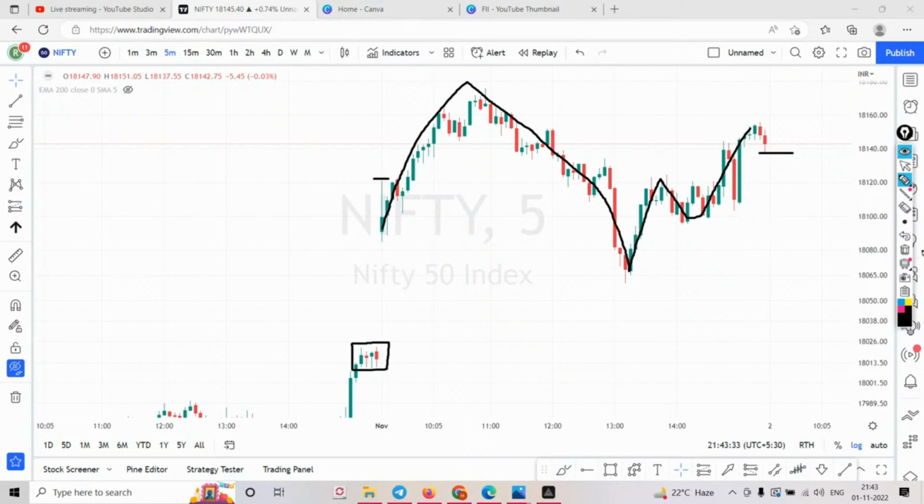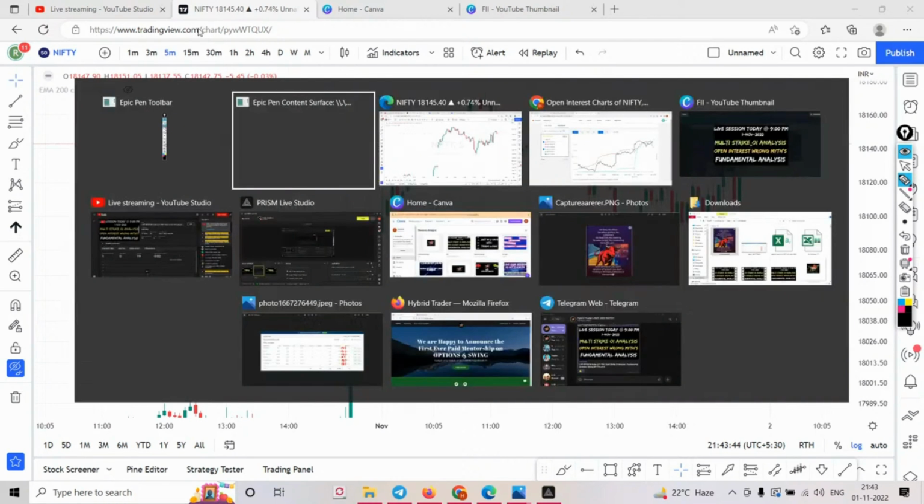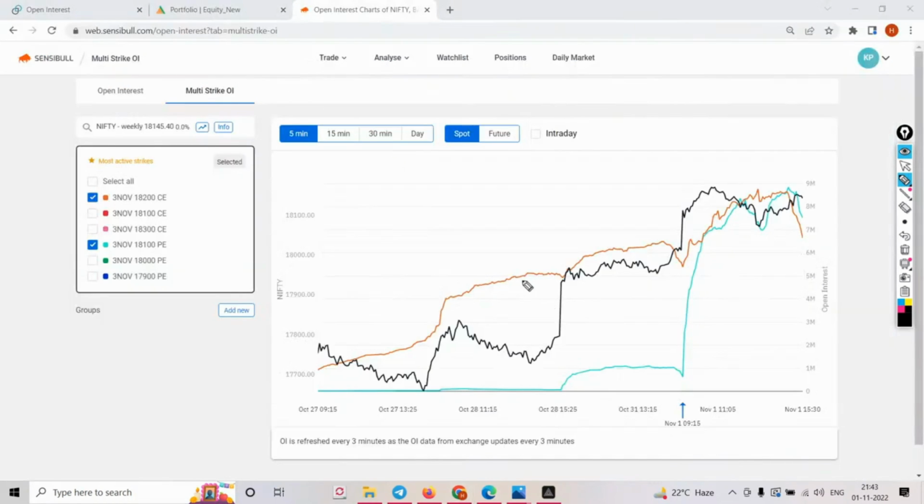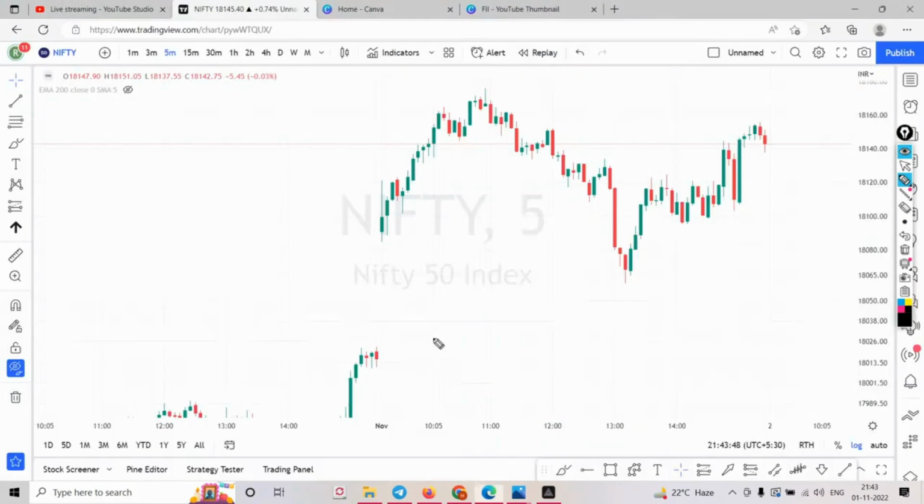All right, so this is very important. The reason why I'm showing you this is that we need to correlate it with the option chain. So now I'll take you to the multi-strike OI analysis. Now, where was the market standing?